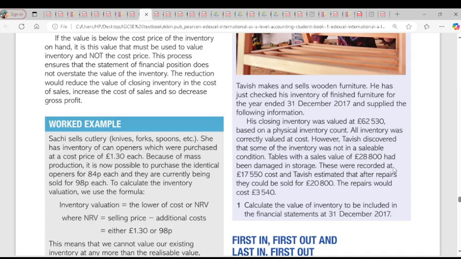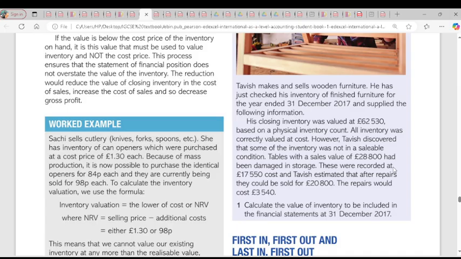Then you deduct the record of the cost. You had a record for it before, 17,550. But now that you are able to repair it, you sell it for 20,800, but you have to take away your cost of 3,500. So the value of your closing inventory will be 62,530 plus the 17,260 from your sales, minus the value you already recorded. That gives you your value of inventory. So that is the valuation.